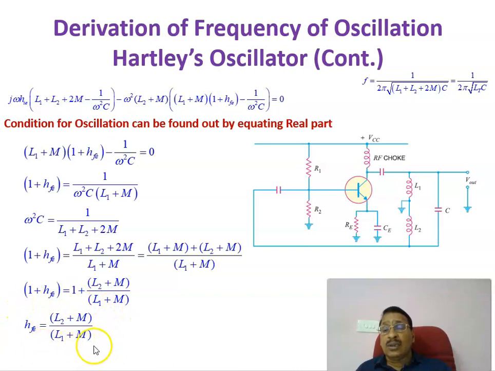So the condition for sustained oscillation, obtained by equating the real part to 0, is that the HFE of this transistor should be equal to (L2 + M) divided by (L1 + M), where M is the mutual inductance between the coils L1 and L2. Therefore, the output frequency equals 1 by 2 pi root of LT into C, where LT equals L1 + L2 + 2M, and the condition for sustained oscillation is that HFE equals (L2 + M) divided by (L1 + M). This is how a Hartley oscillator produces a high frequency output signal.